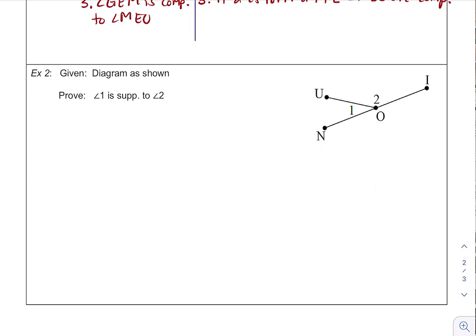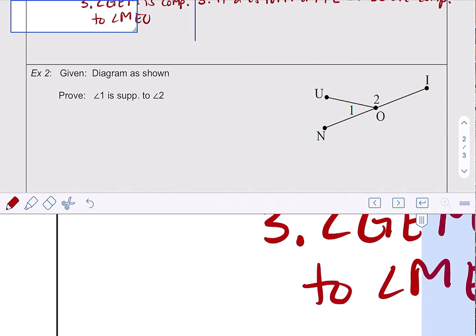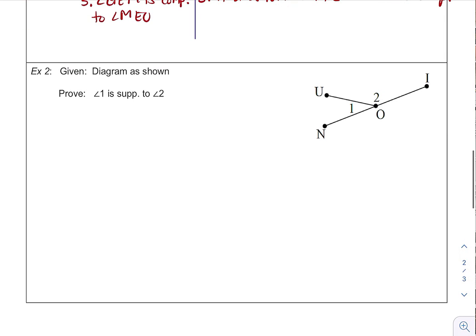Well, from a diagram, I can assume straight lines and straight angles. So hopefully you can look here, and if I asked you why angle 1 would have to be supplementary to angle 2, some of you might say, well, I know that NOI is a straight angle, or I know it's a 180-degree angle. If two angles make a straight angle, they have to be supplementary. And that's exactly the logic.